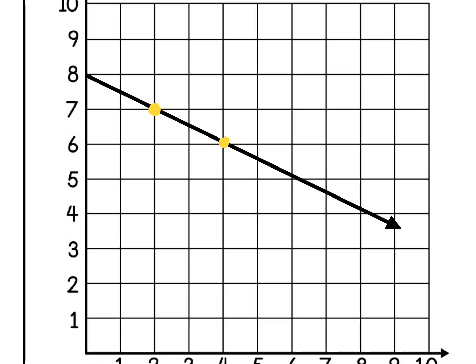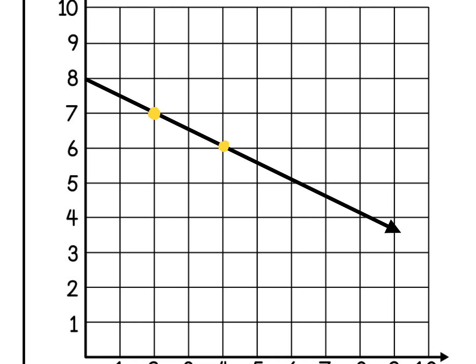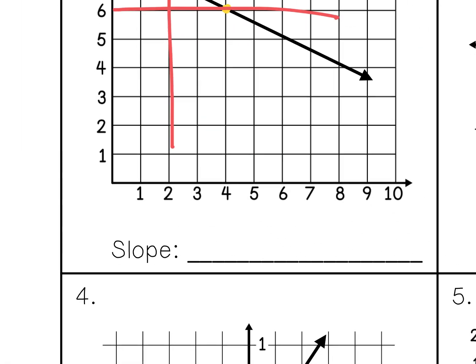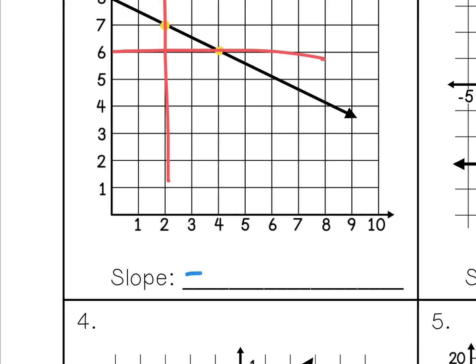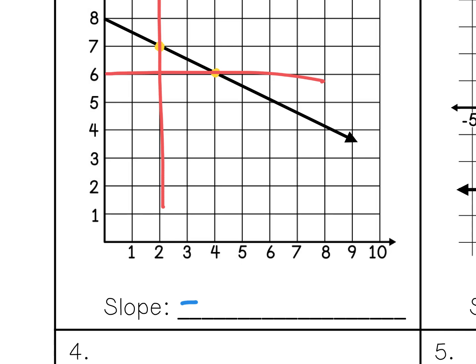Okay, now I'm going to pick a random one to draw a vertical line. And the other one is horizontal. I just draw 2 lines. Up, down, left, right. Okay, so Karis says it's negative, and that's because it's going down.